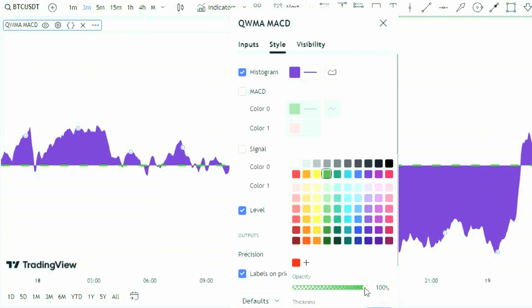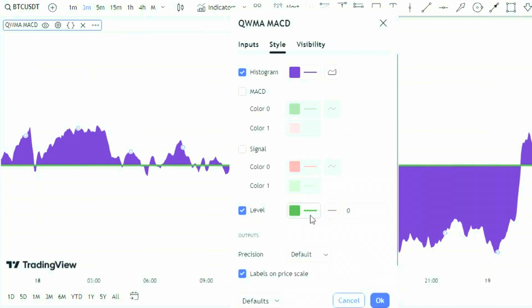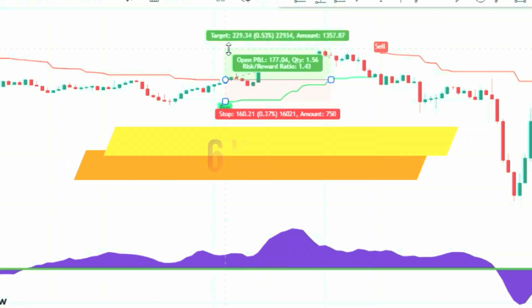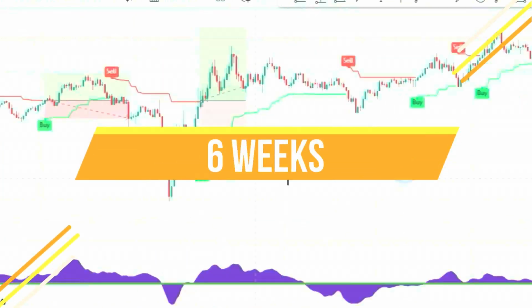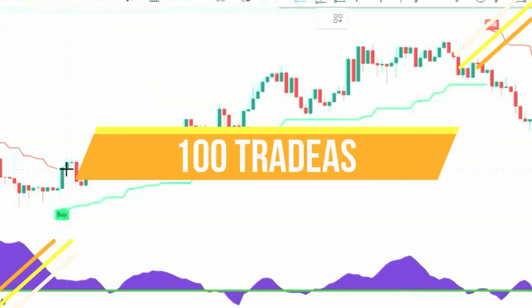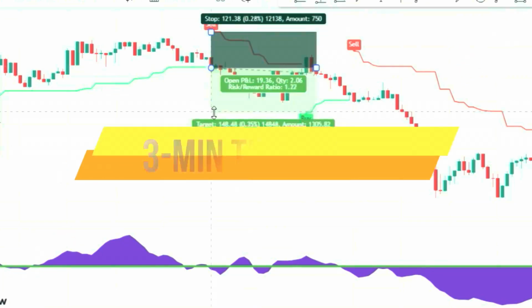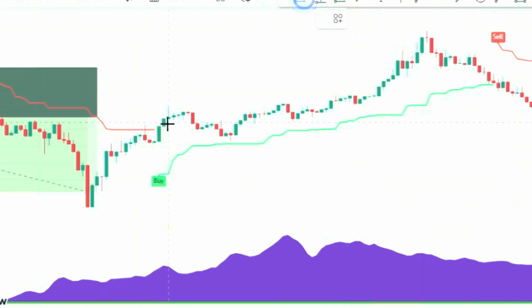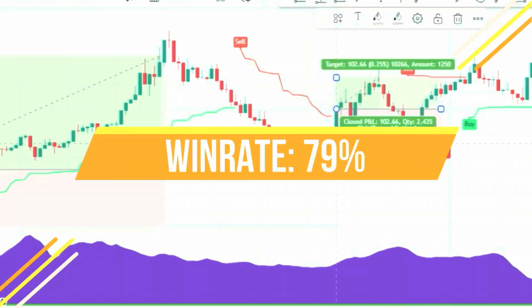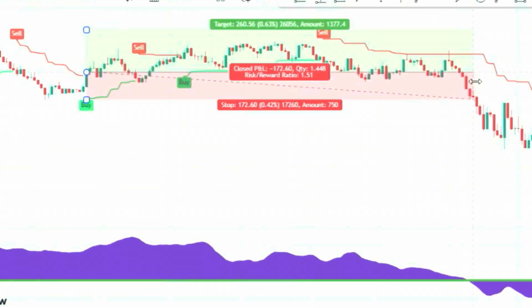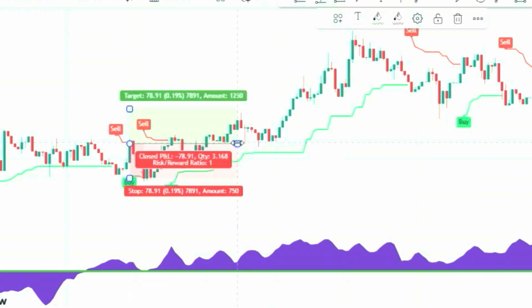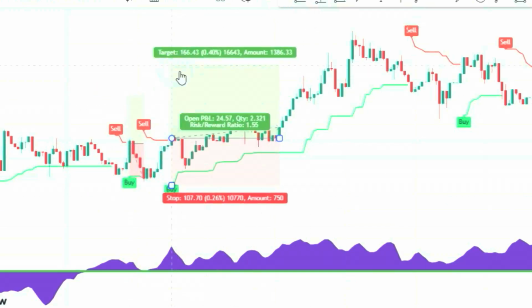We have successfully set up our two indicators and are now poised to begin trading. However, before we embark on trading, it would be prudent to review the results of our thorough backtesting. Over the course of 6 weeks, we meticulously tested our strategy by executing 100 trades on the Bitcoin chart, utilizing a 3-minute time frame. The results of this exercise were quite encouraging, as our strategy demonstrated a noteworthy win rate of 79%, resulting in an admirable gain of 161%. These outcomes serve as a promising indication of the strategy's potential efficacy in live trading scenarios.